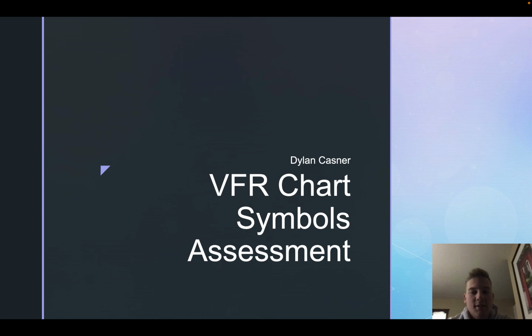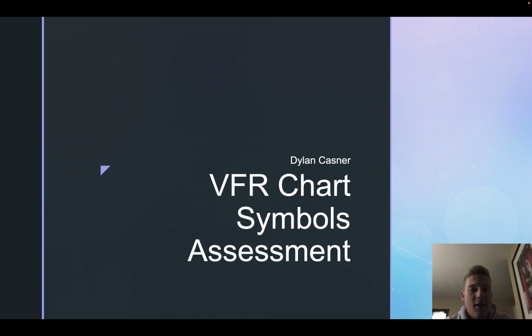So I created this assessment to help us ensure that we're able to distinguish between airports and identify certain airspace and different symbols on the chart. Like I said, there is a lot of information on these charts. There's going to be some things that you find just by studying, looking over different charts. You're going to find different things that you've never seen before every time you look at it.